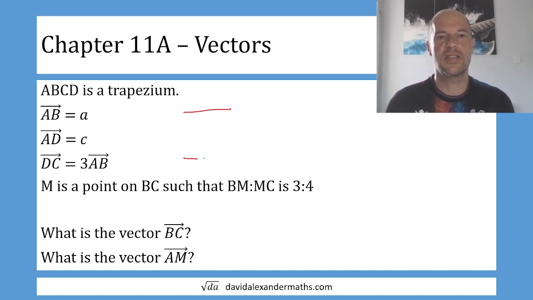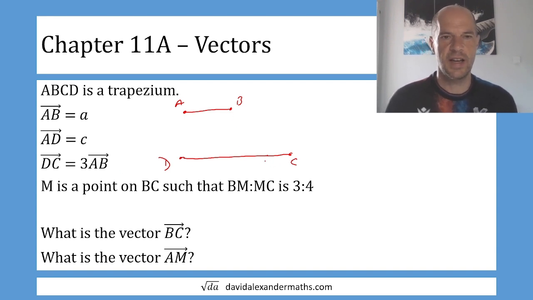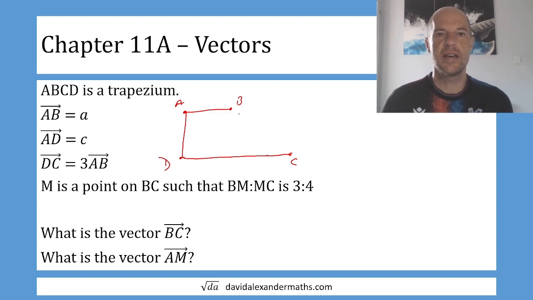So let's just say that this is A, this is B, and therefore this must be D, and this must be C. So I've just made it a bit longer because it does say it's 3 times as long. I don't think it is 3 times as long. It doesn't really matter. Also, I don't know if there's a right angle here or not. It's not going to matter. So A, B, C, D is my trapezium.